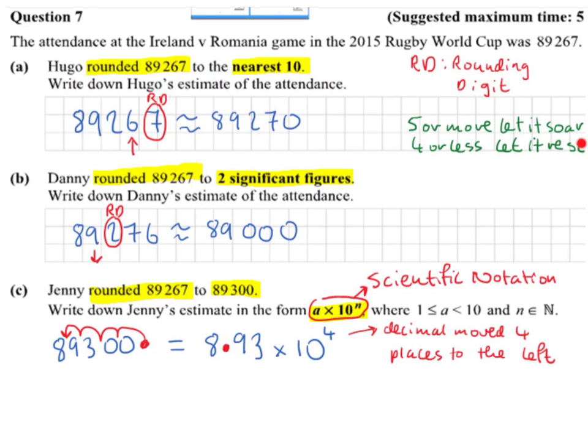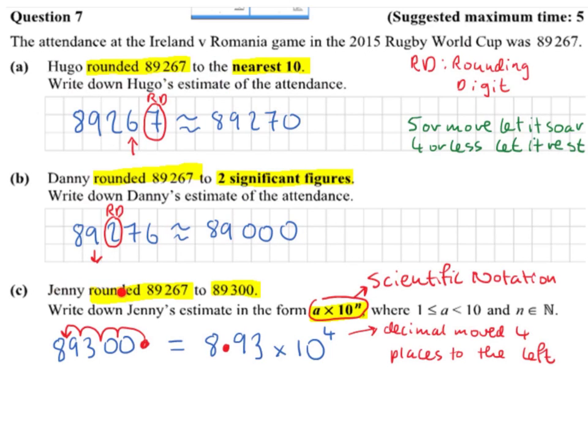So again, 5 or more, let it soar, 4 or less, let it rest. Since this 2 is part of 4 or less, the 9 is going to rest where it is. It's going to round down, but it's actually going to just stay where it is. So we get 89,000, and then we just add in the 3 zeros. Any of the other digits get replaced with a 0.